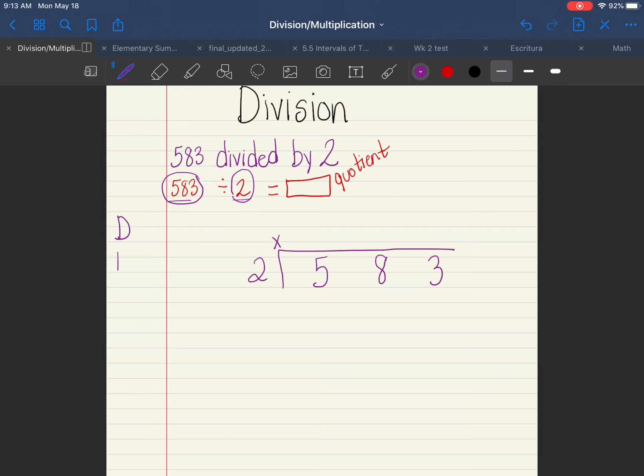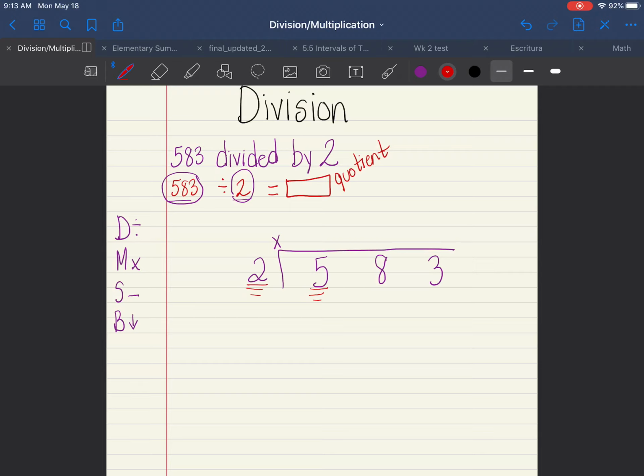To finish, I'm going to put a times up here. And remember, when we're dividing using the standard algorithm, we can use Dirty Monkeys Smell Bad. Divide, multiply, subtract, bring down.